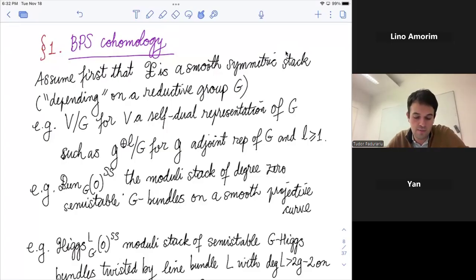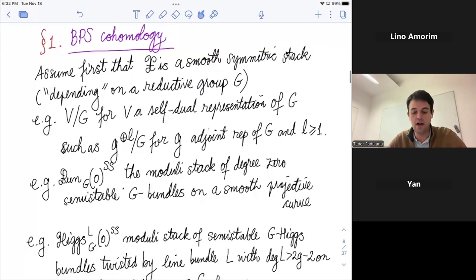So for simplicity, I'll be assuming that they depend on a reductive group G. So for example, we look at semi-stable G bundles of degree 0 on a curve. So what does this mean? In particular, stabilizers of all closed points on our stack will be subgroups of a fixed reductive group G.